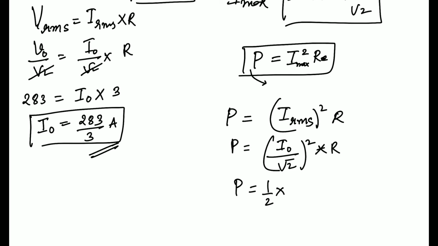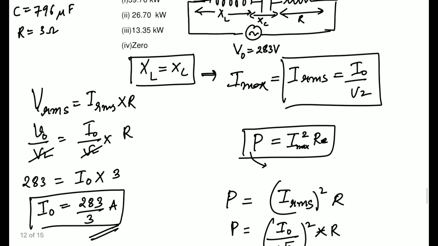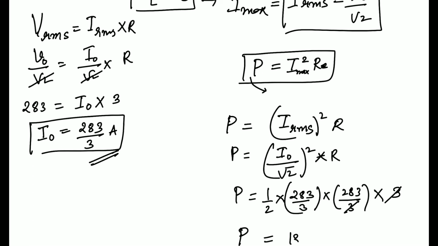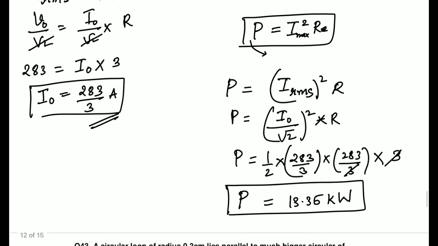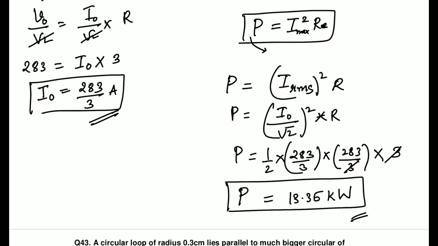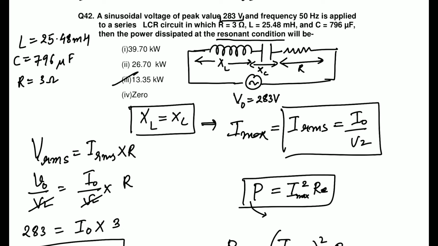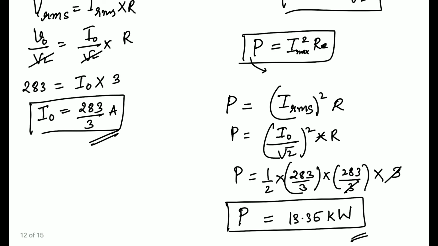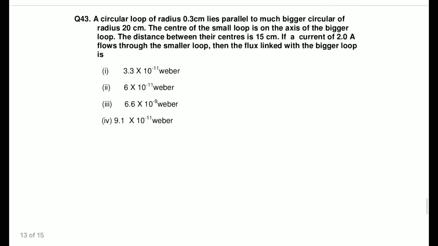Now I naught is known to us: it is 283 by 3, whole square, multiplied by the resistance, which is also known to us, that is 3. So this will cancel out, and we can do the further calculation. When you do the calculation, the answer comes out to be 13.35 kilowatt. I hope that is understandable. All right, let's move to our next question.